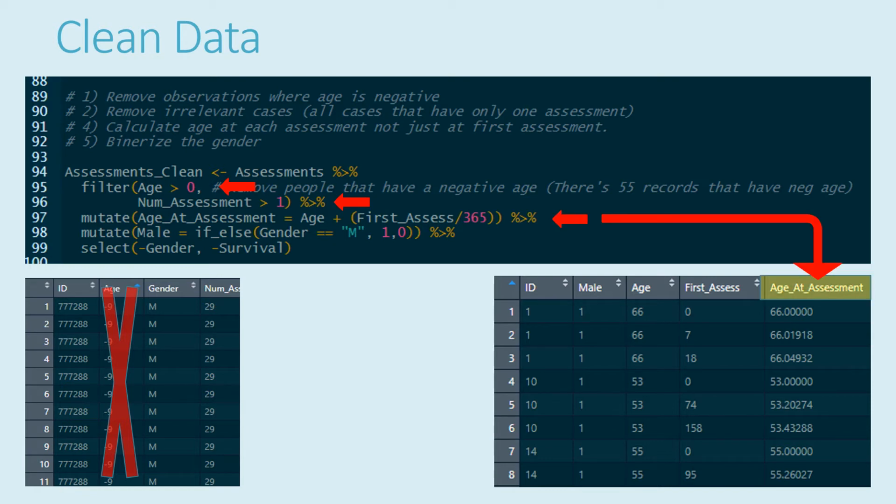Next, we're going to calculate the age the person was when the assessment took place. We're also going to binarize the gender variable. Finally, we're going to drop the old character gender attribute and the survival attribute. We don't need the survival attribute because we're not predicting death in this question.